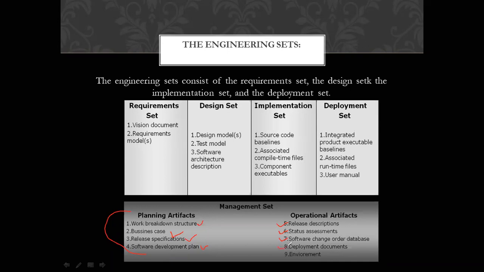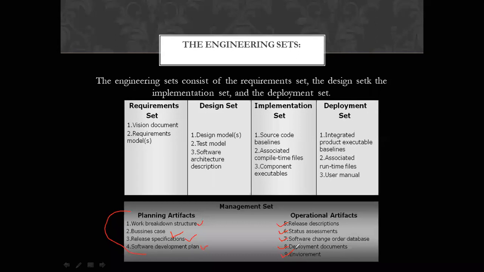Deployment documents. Deployment documents comprise your plan, training courses, sales kit. All these things are your deployment documents. In the field, when you are going to deliver your project, what things are required, all these things will come under this. Environment, last one, comprises all tools and techniques, automation processes, documentations, hardware and software tools. All these things are environment. This is your management set.